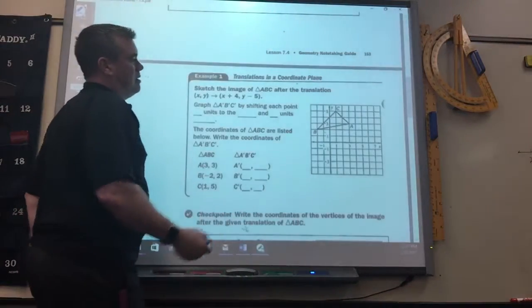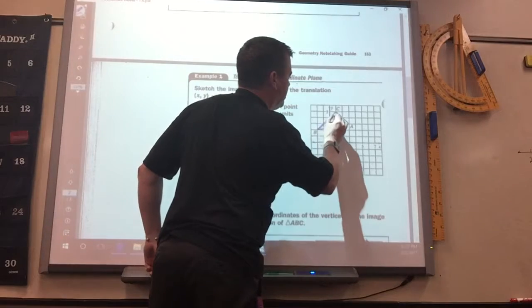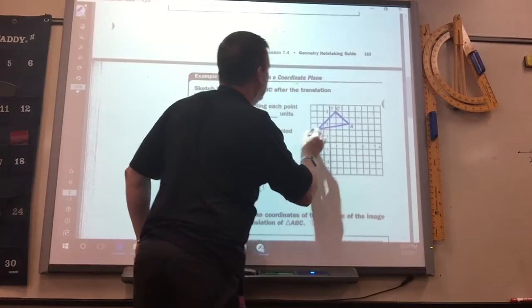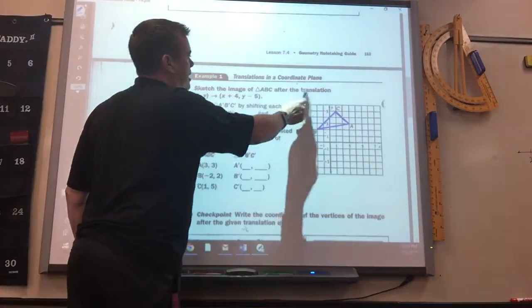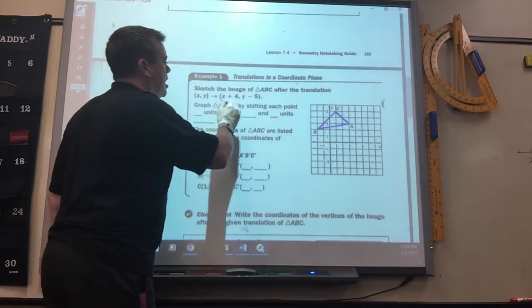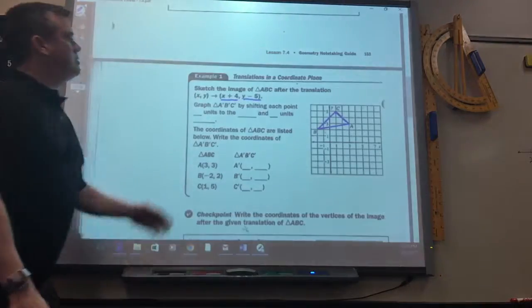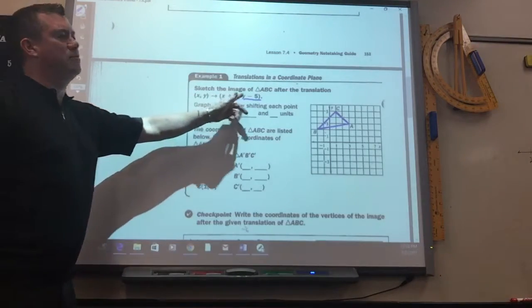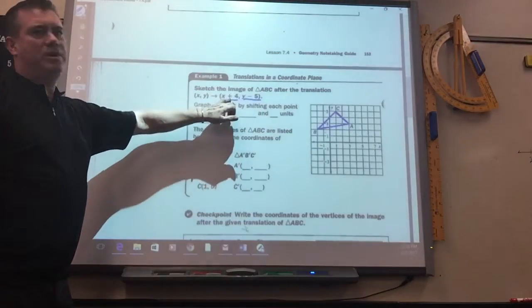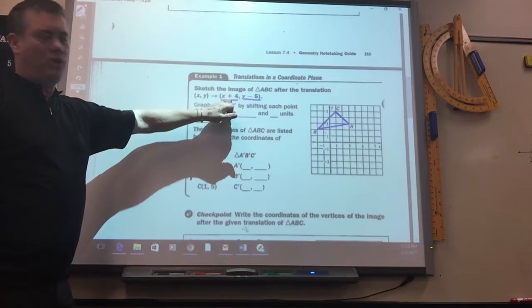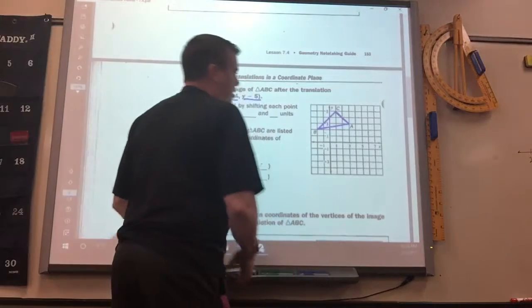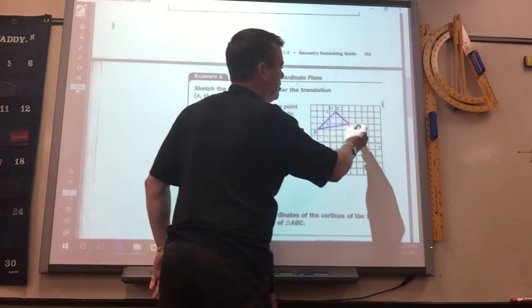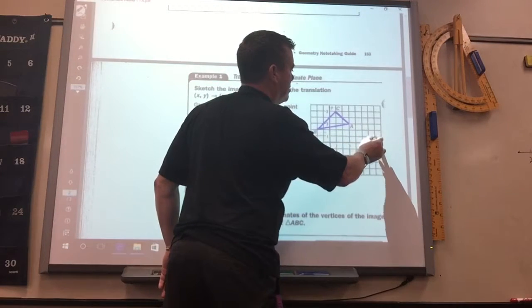So, here we've got a triangle, ABC. Here they wrote it in coordinate notation. Sketch this triangle after this translation. All we're worried about is those. This just means take each x and y and move them like this. So remember, what does x plus 4 mean? Right. Right 4, and what is y minus 5? Down 5. So you just do that to all 3 points. Right 4, down 5.